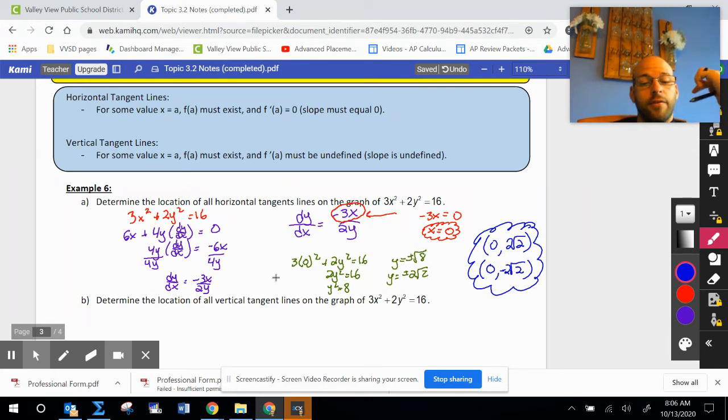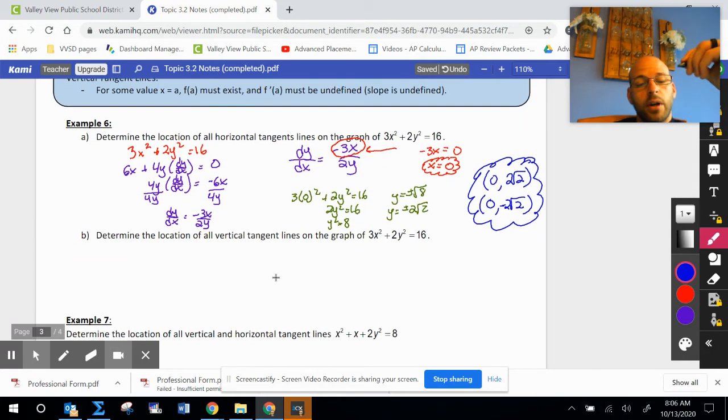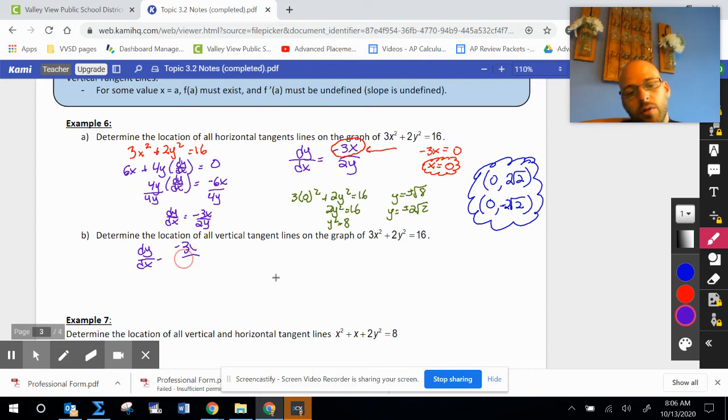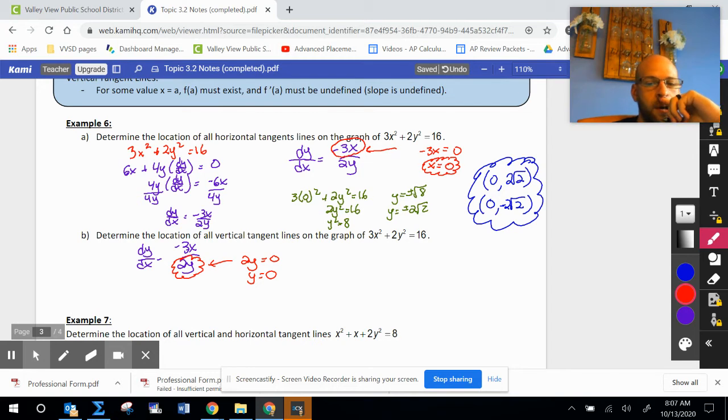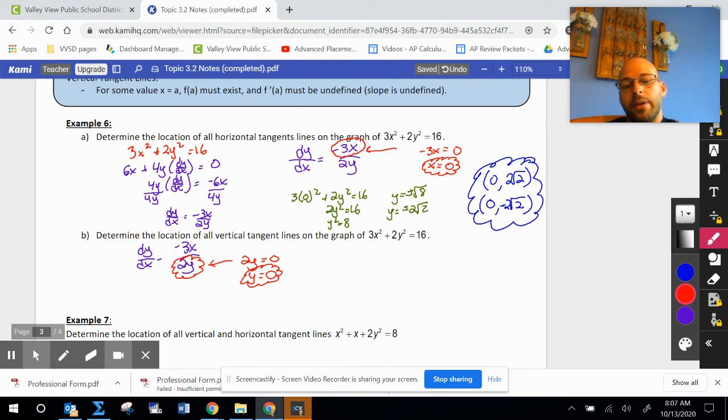So let's take a look at the vertical tangents. I already took the derivative, so I'm going to use the derivative from part A. I already know dy over dx is negative 3x over 2y. In this problem, vertical tangents are where it's undefined. So I'm going to take this 2y and set it equal to 0. If you solve it, you get y is 0. Now I just need to find the x values for where that happens, so I'm going to substitute in.